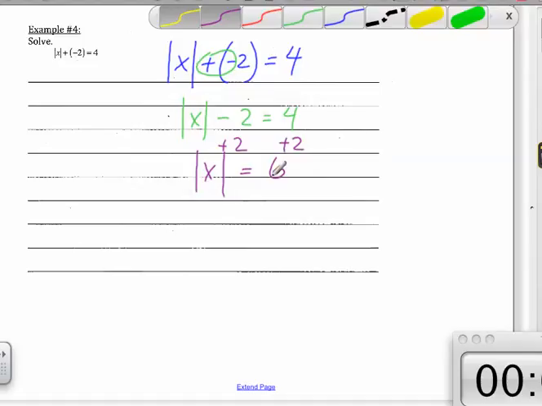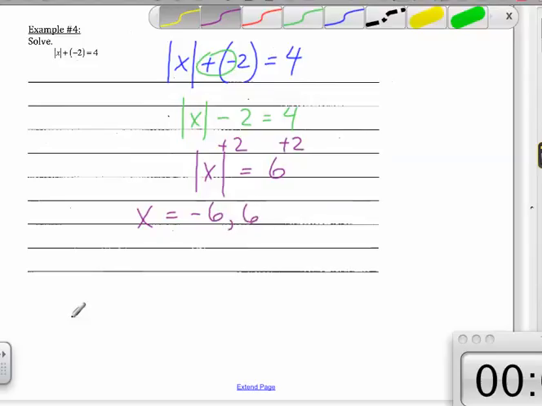Now, once I get the absolute value by itself, Kyle, I need to ask myself a question. What values for x would give me an absolute value of 6? We may have more than one here. Gordy, I saw your hand up first. Negative 6 and 6. I've got 2 answers.